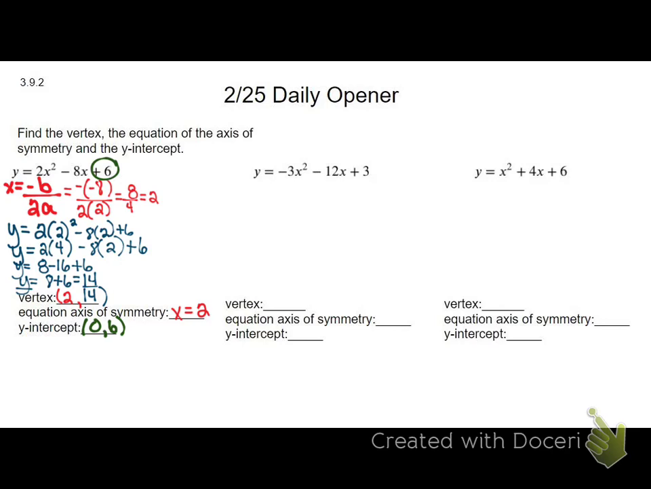Any questions so far? How'd you get 14 for the vertex? We took 8 minus 16. Oh, yeah, let's fix that there. What's 8 minus 16? That would be negative 8, right? It's a negative. That's okay. And then negative 8 plus 6. So we have negative 8. Thank you for correcting me, but what's negative 8 plus 6? Plus 6, would that be negative 2? Yeah, negative 2. There we go.